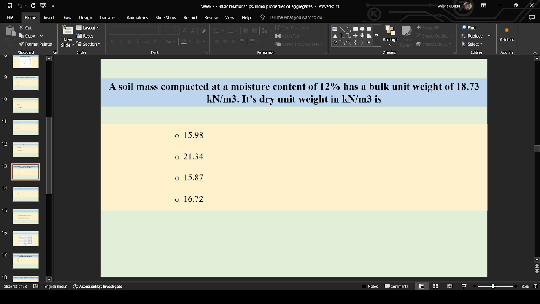I repeat the question. A soil mass compacted at a moisture content of 12 percentage has a bulk unit weight of 18.73 kilonewton per meter cube. Its dry unit weight in kilonewton per meter cube is, the options are 15.98, 21.34, 15.87, or 16.72. Okay, next question.